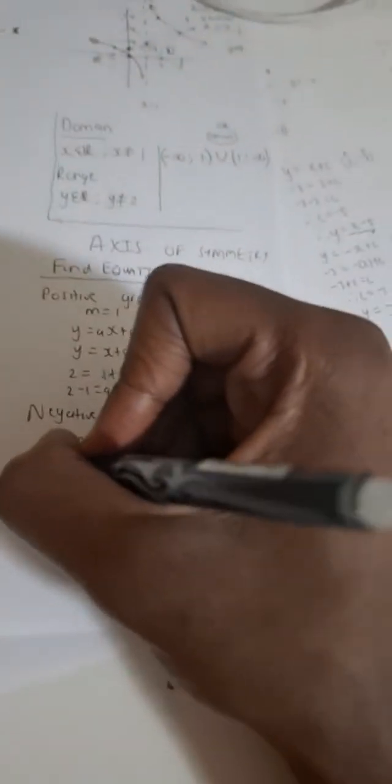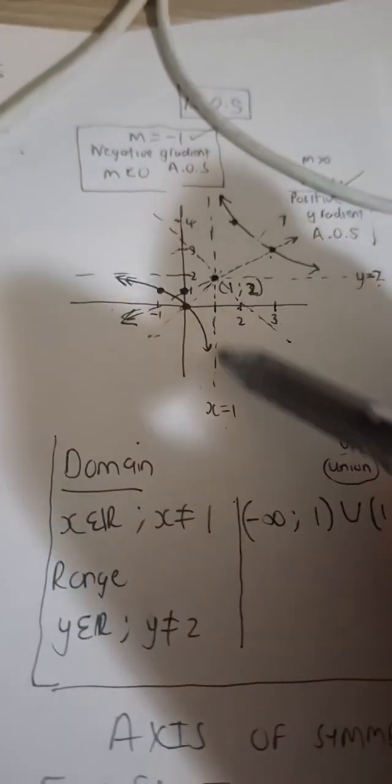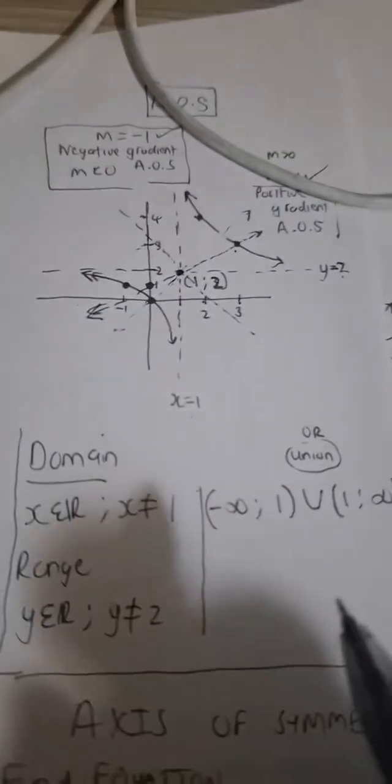Okay, let's go and find the negative gradient axis of symmetry. I'm going to do the same thing. y is equal to, remember our gradient is negative, so we're going to say negative x plus q. Then what are we going to do? We use the point of intersection of the vertical asymptote and the horizontal asymptote. The x value is going to be 1, y is going to be 2. So we use that point to substitute so that we can solve for q.